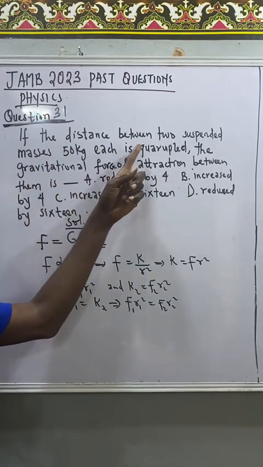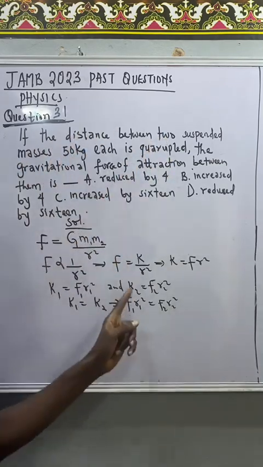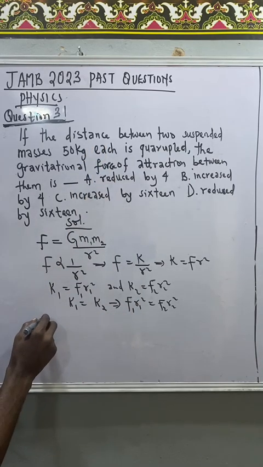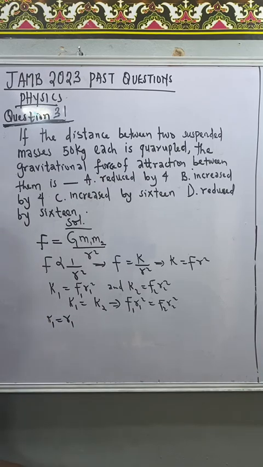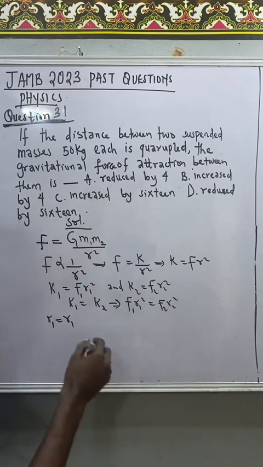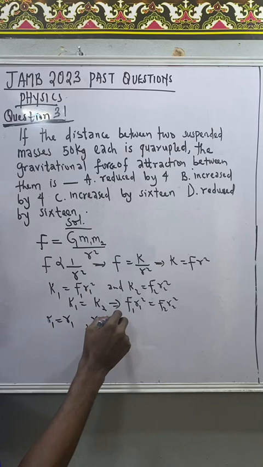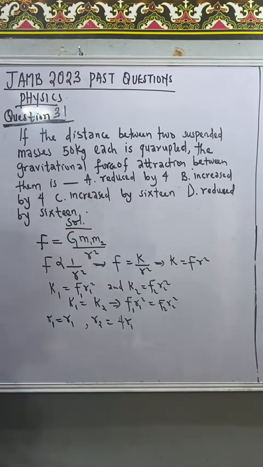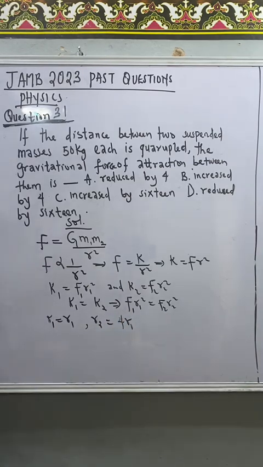Now, let's go back to the question. They said the distance between these two masses, m1 and m2, is quadrupled. That means R1 is equal to R1, the first distance, so we don't have a problem with R1. My R2 is quadrupled, that is, they multiply R1 by 4. That's 4R1. Now, if we use this inside the original relationship, let's see what is going to happen between F1 and F2.